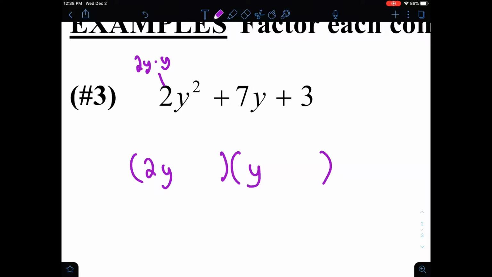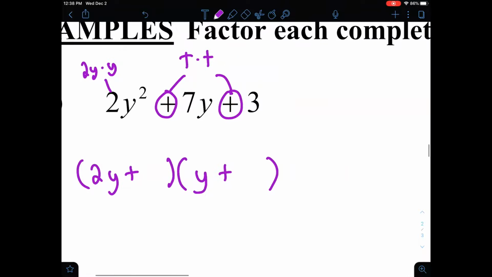All right. What are the signs going to be? We have two positives here. The only way to get positive 3 and to end up with a positive is going to be positive times a positive. Those are going to both be positive. And now we need factors of positive 3. Well, that's going to be 1 times 3, and that's actually it. It's going to be 1 times 3 or 3 times 1.